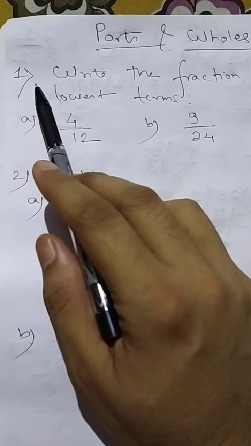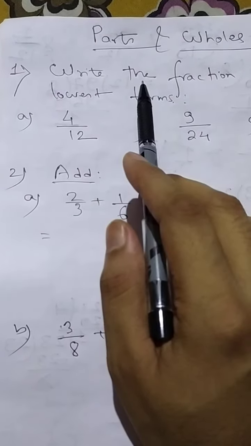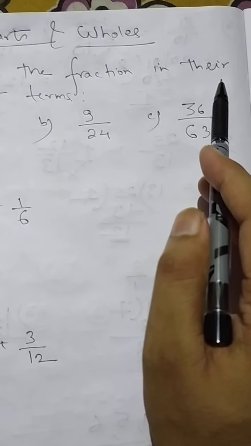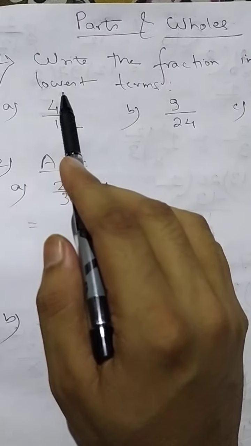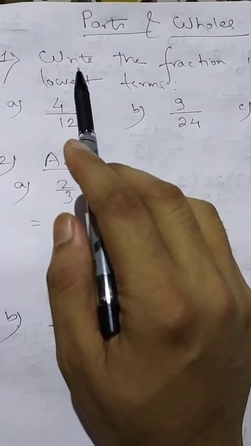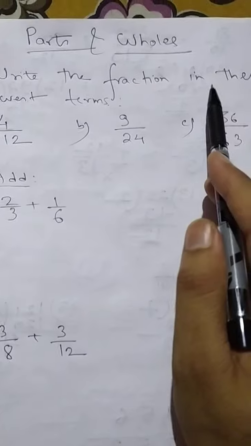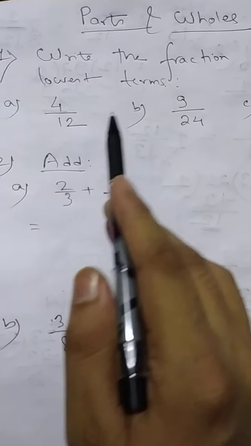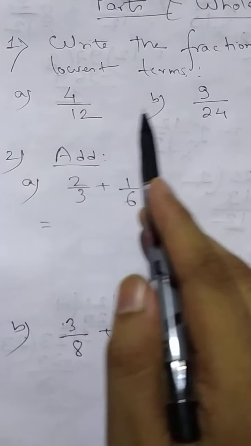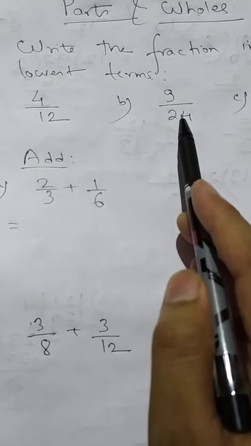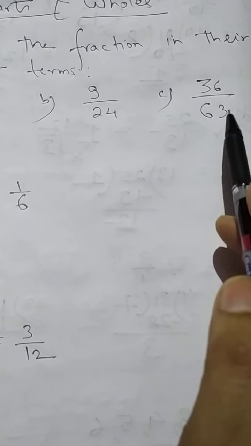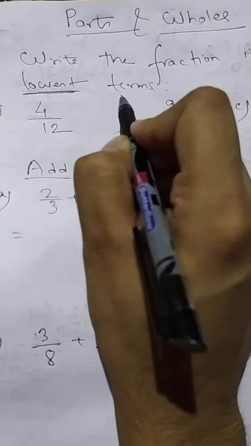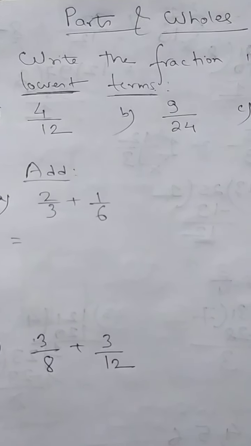Let's start. The first question is, write the fractions in their lowest terms. Again I'm telling, write the fractions in their lowest terms. Number A, 4 by 12, number B, 9 by 24, and number C, 36 by 63. Now what is the meaning of lowest terms? So let's do the sum.